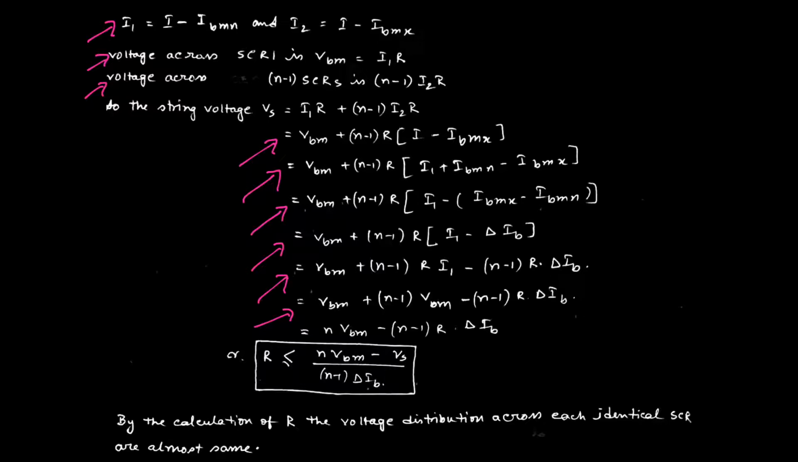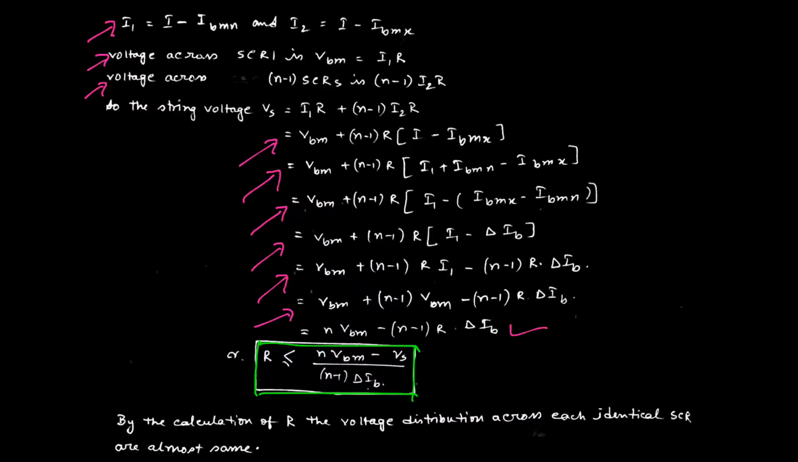So ultimately, we will have the result, that is NVBM minus n minus 1 R del IB. So after simplification, then we can get the exact amount of the resistance value through which we can distribute the equal amount of voltage across all SCRs of the string. So this is called actually the Snabel resistor. This is called actually the static equalizing circuit.